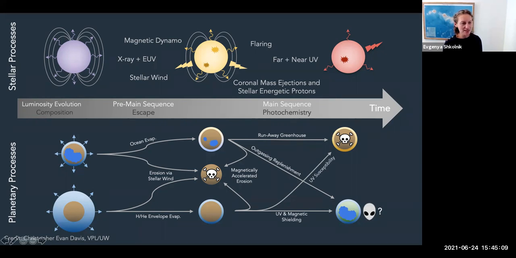So I'm going to focus on the top part of this, looking at the stellar activity and its evolution from the pre-main sequence phase to the main sequence phase and so on, and very briefly show you some examples of the work that we've been doing with VPL in order to look at the impact of this variability on the planet's atmosphere.